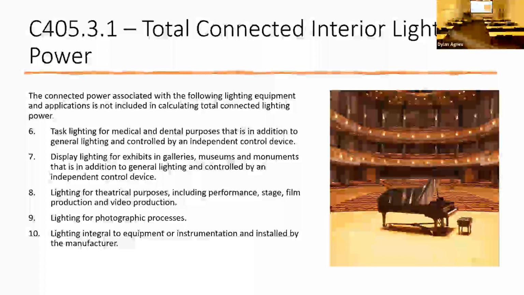Display lighting for exhibits and galleries, museums, monuments. That one's particularly also going to deal with track lighting, and you get away with a lot of that, just because installations vary and the artist typically wants the fixture, piece, or whatever artwork is being displayed to be viewed in a certain light, literally. So keep that in mind. Lighting for theatrical purposes, including performance, stage, film production, and video production. Lighting for photographic processes. And then lighting integral to equipment or instrumentation installed by the manufacturer.